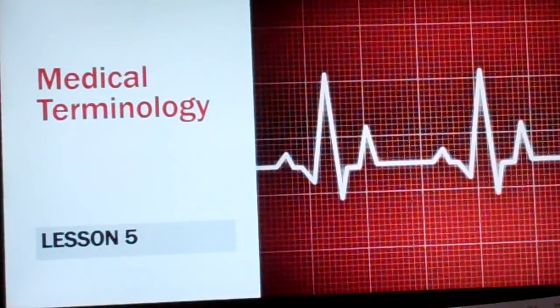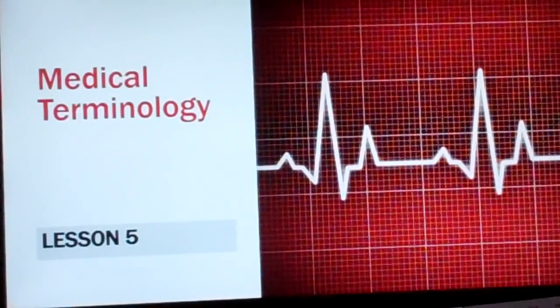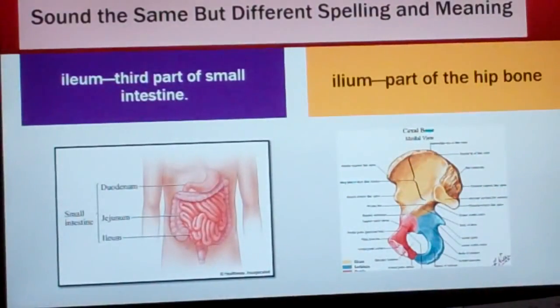Medical Terminology, Lesson 5. Sound the same, but different spelling and meaning.